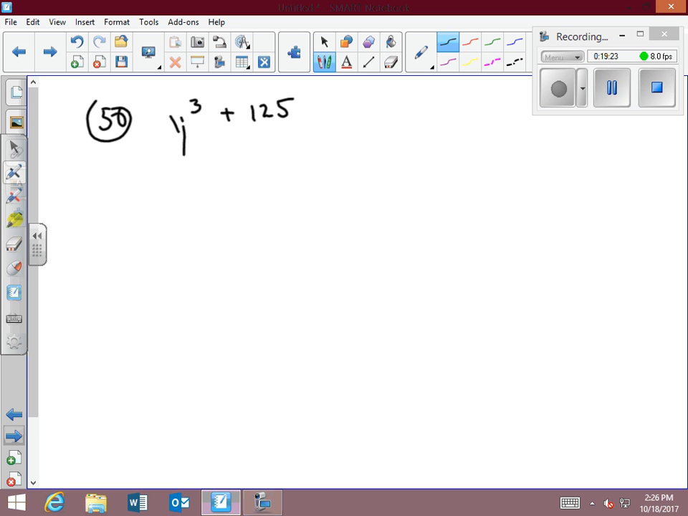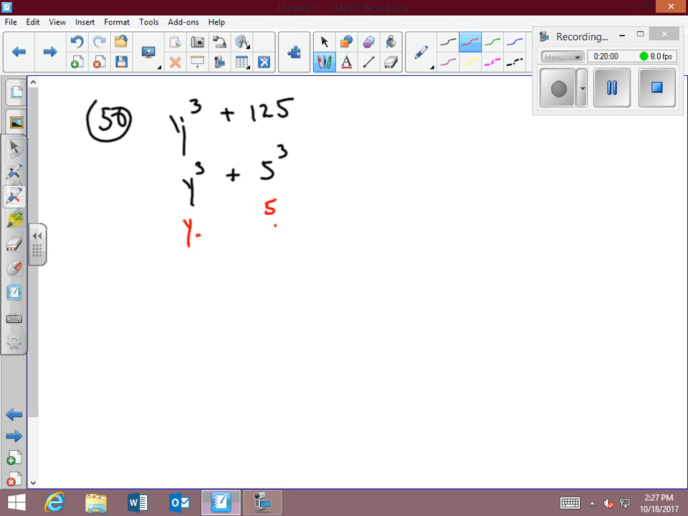Well, your question should be, is 125 a cube? What is cubed? 5. So 5 cubed plus y cubed. Which one of those four is that? It's the sum of cubes, isn't it? Well, what's being cubed in the first? Y is. What's being cubed in the second? 5. So this is A and that's B, right?